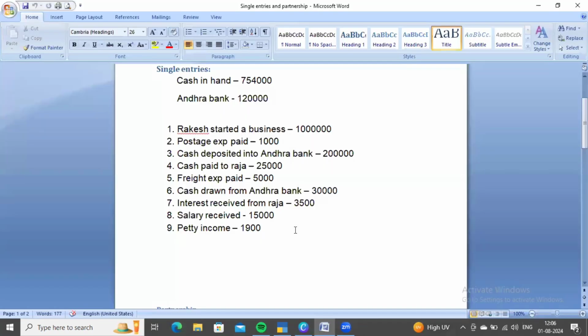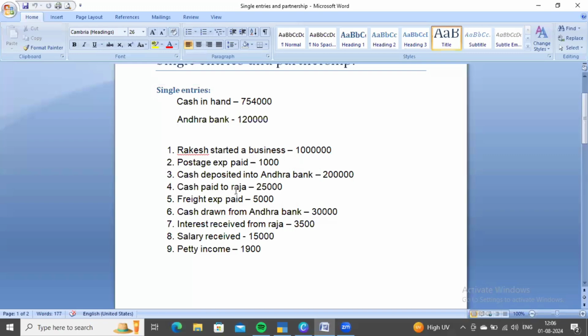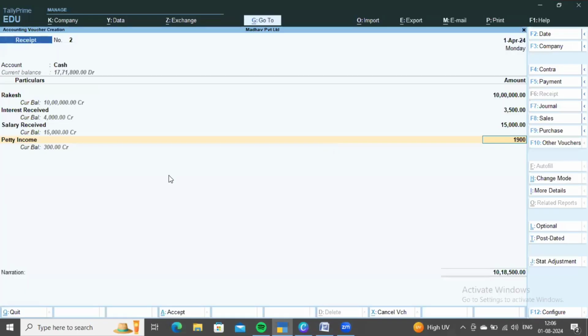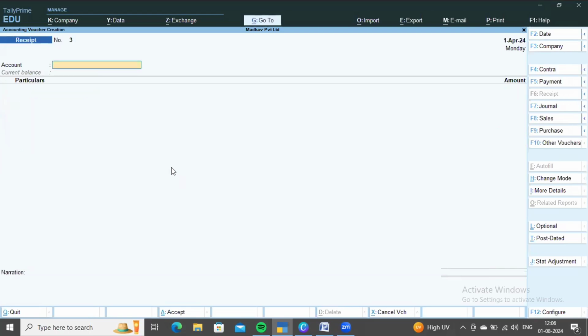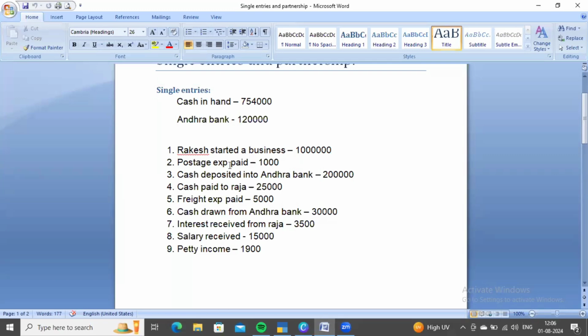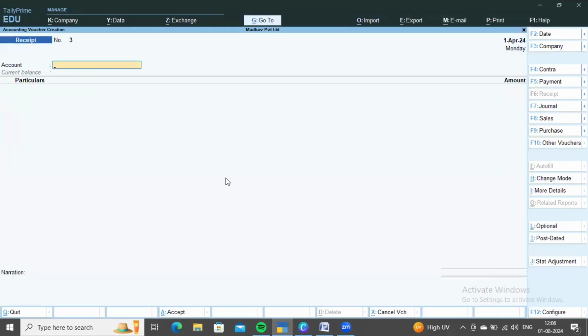Yes, these are only the receipt transactions that are here. So this is how we need to enter all receipt transactions at a time in receipt voucher by using single entry mode. Then press Ctrl A. Next, there are also payment transactions, right? So go to payment voucher by pressing F5 button in your keyboard.